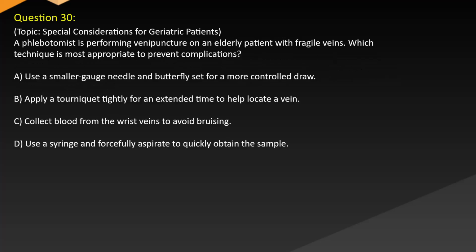Question 30. Topic: special considerations for geriatric patients. A phlebotomist is performing venipuncture on an elderly patient with fragile veins. Which technique is most appropriate to prevent complications? A, use a smaller gauge needle and butterfly set for a more controlled draw. B, apply a tourniquet tightly for an extended time to help locate a vein. C, collect blood from the wrist veins to avoid bruising. D, use a syringe and forcefully aspirate to quickly obtain the sample.